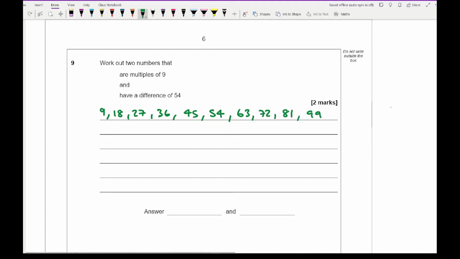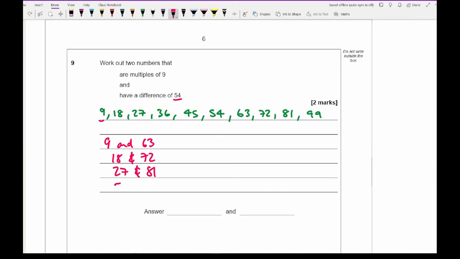To do this, what I would recommend is that you start with one number and then add 54 and see if the answer appears in the 9 times table, or appears on the list that you've written. So possible combinations you could have are 9 and 63. You could have 18 and 72. You could have 27 and 81.